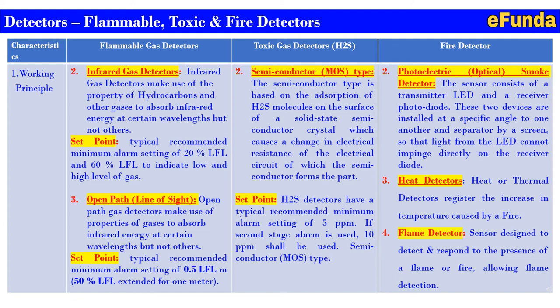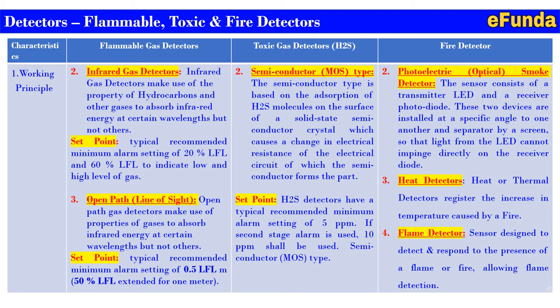The semiconductor type is based on the absorption of H2S molecules on the surface of a solid state semiconductor crystal, which causes a change in the electrical resistance of the electrical circuit, of which the semiconductor forms a part. Set point: H2S detectors have a typically recommended minimum alarm setting of 5 ppm, and if a second stage alarm is used, then 10 ppm shall be used, for the semiconductor MOS type.